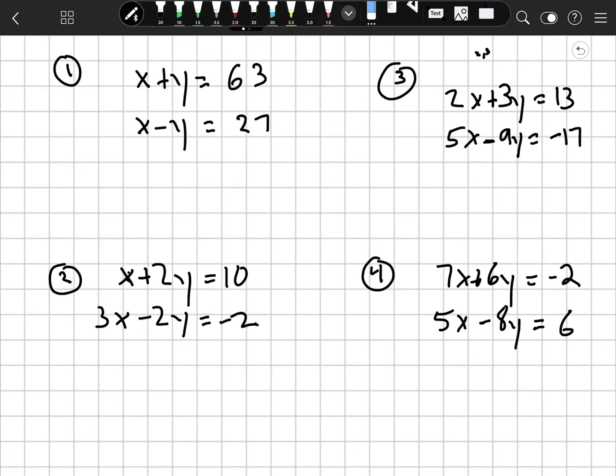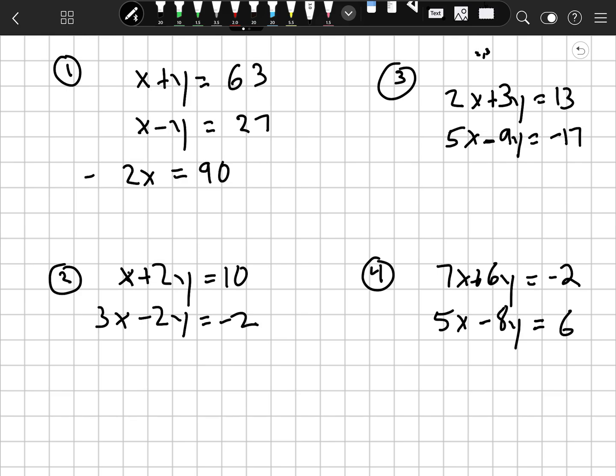Okay, number 1 says x plus y equals 63 and x minus y equals 27. If you want to think about it in more of a context, think of it this way. Add two numbers together, you get 63. Subtract one from the other, you get 27. So that's the idea there. Now I'm going to do what we learned, that last rule. I'm just going to add these two together. And I get 2x, and the y's cancel out, which is kind of nice, equals 63 plus 27, 90.